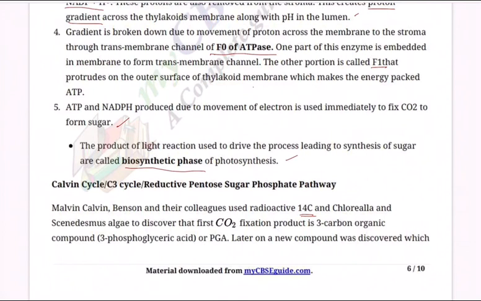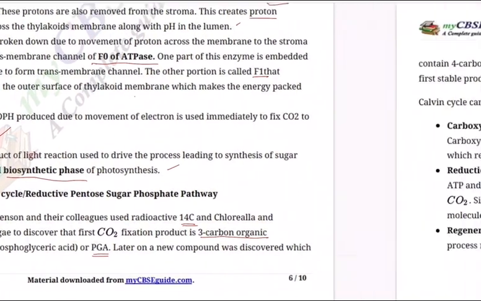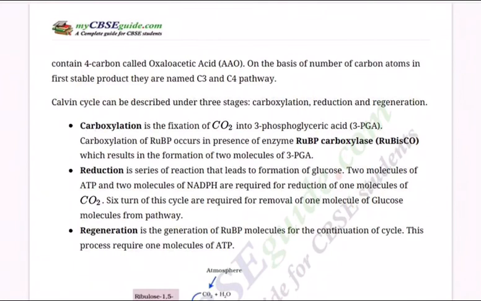who used radioactive 14C. Normally carbon is 12, no? 12 carbon. So, 14 carbon and Chlorella and Scenedesmus algae to discover that the first CO2 fixation product is a 3 carbon organic compound, that is 3-PGA, 3-phosphoglyceric acid. PGA stands for phosphoglyceric acid.